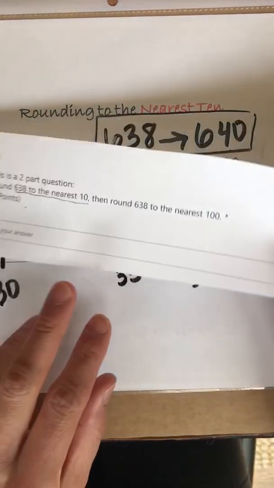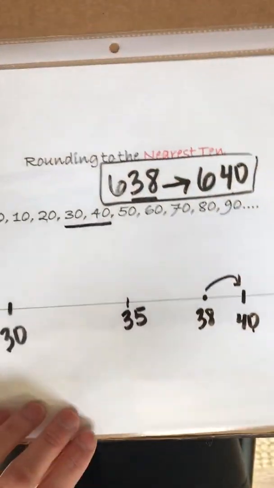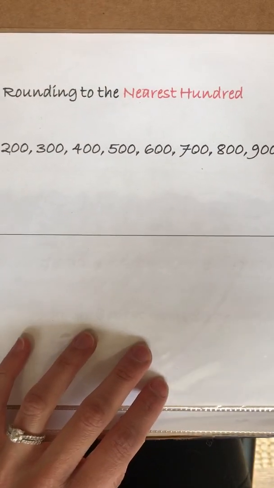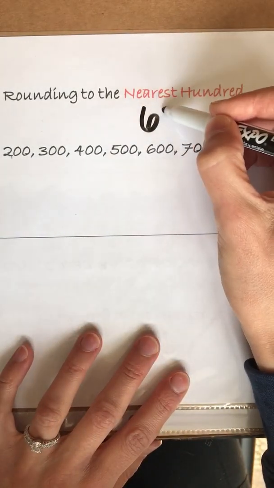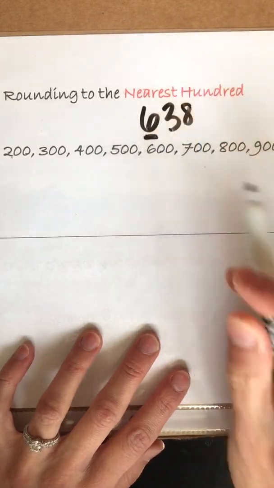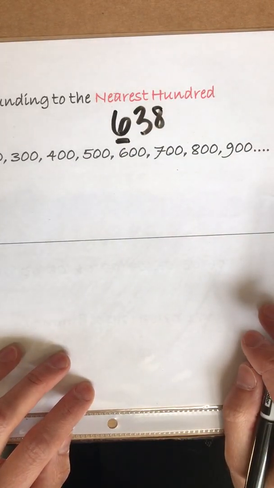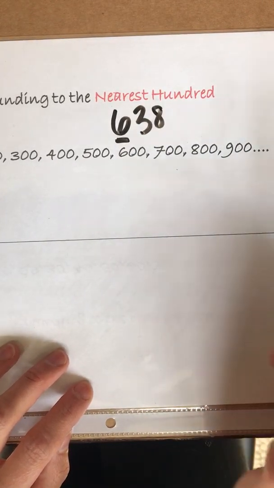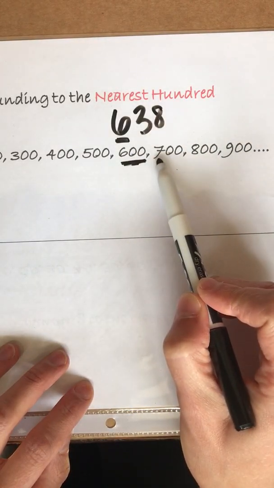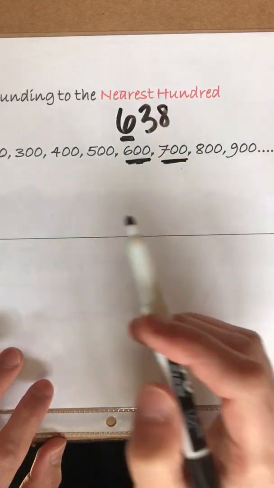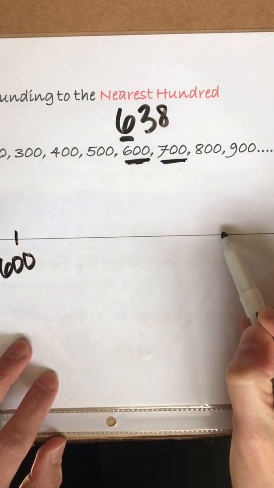All right, great job. So the next part of this question says to round 638 to the nearest 100. So I'm just going to flip my chart over because I have a hundreds chart already created here. So we are rounding 638 to the nearest 100. So we have to look at the number in the hundreds place, and we have to decide 638 is between what two groups of 100? Well, we know the first group that it starts with is 600, and it's between 600 and 700. Very good. So on our number line, and you can do this with me, we're going to label 600, and we're going to label 700.